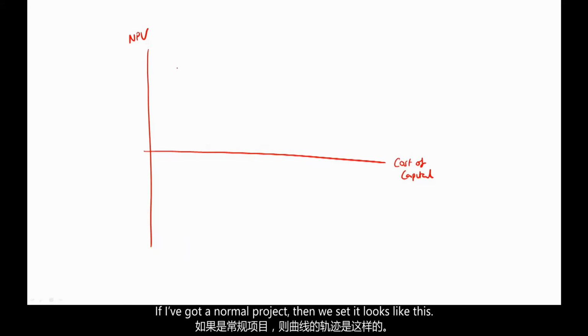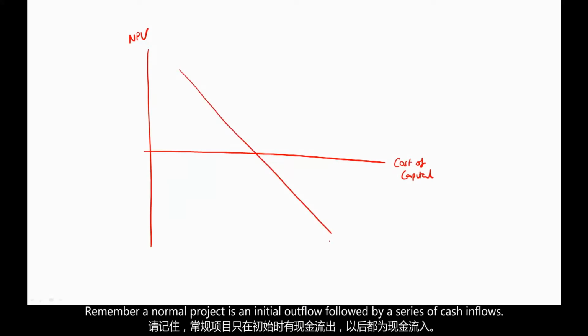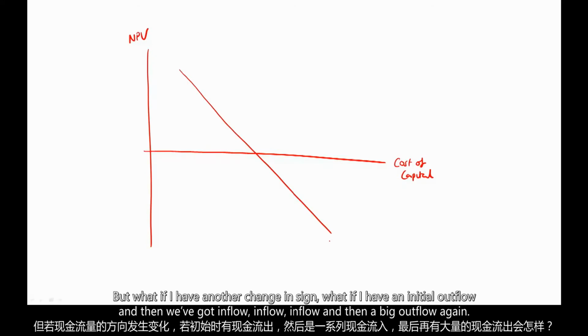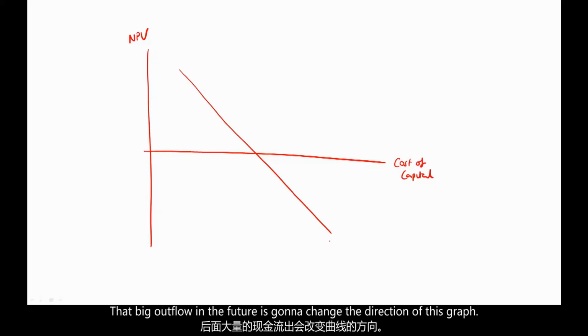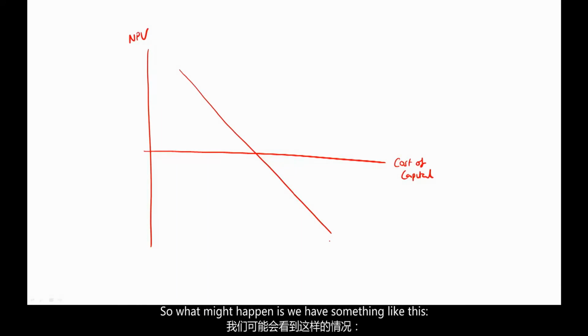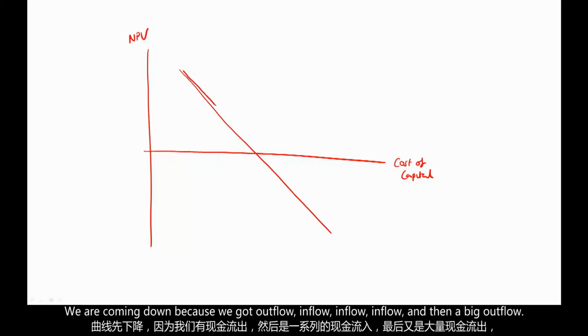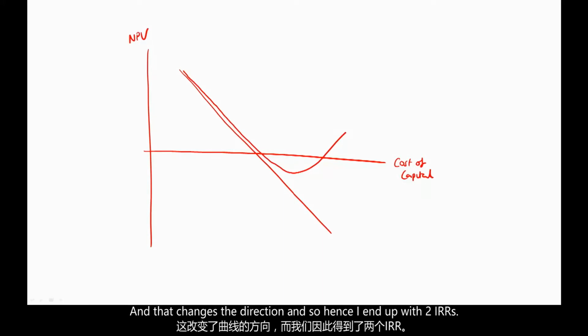If I've got a normal project, then we said it looks like this. Remember, a normal project is an initial outflow followed by a series of cash inflows. But what if I have another change in sign? What if I have an initial outflow and then we've got inflow, inflow, inflow, and then a big outflow again? That big outflow in the future is going to change the direction of this graph. So what might happen is we have something like this. We're coming down because we've got outflow, inflow, inflow, inflow, inflow, and then we've got big outflow. And that changes the direction. And so hence, I end up with two IRRs.